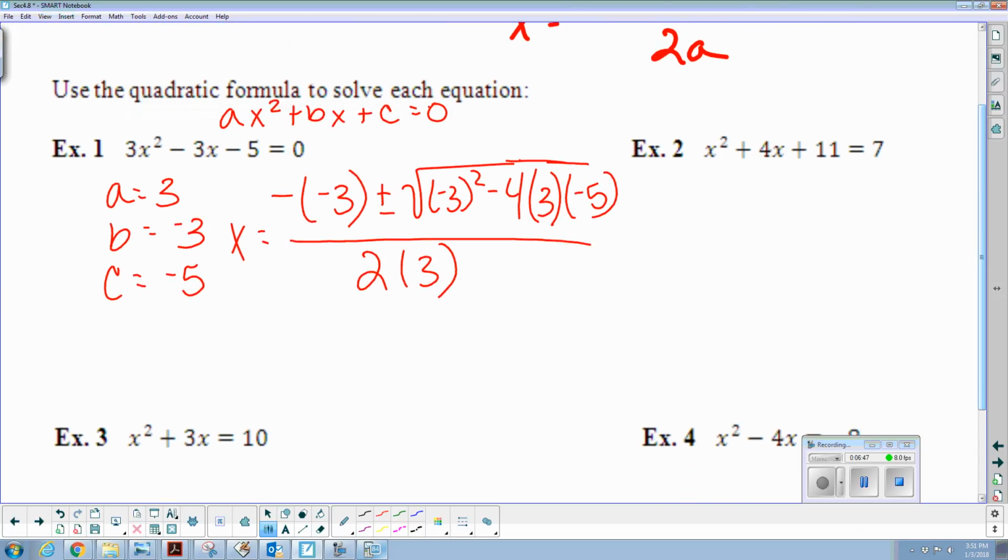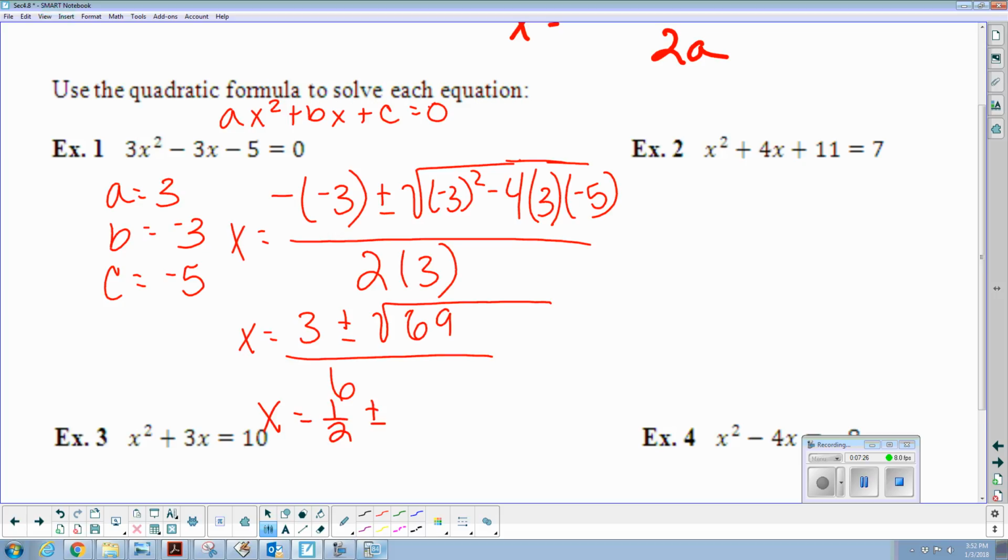Okay, so now we can simplify this. x equals negative negative 3, which is positive 3, plus or minus the square root of 3 squared, which is 9. And then 4 times 3 is 12. And 12 times negative 5 is negative 60. So minus negative 60 is plus 60. And just in the interest of space, I'm just going to combine this right now. So the square root of 69 all over 6. So that is x equals 1/2 plus or minus square root of 69 over 6. All right, now really that's your answer.